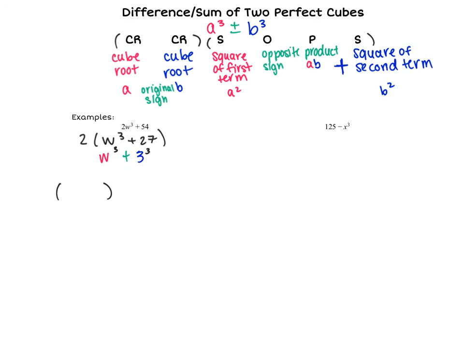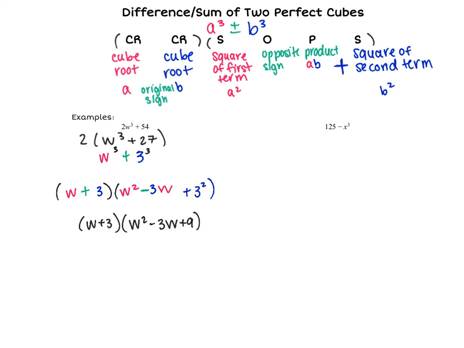So my first parentheses is crummy, so cube root of w to the third, so that's just w. And then cube root of 27, which is just 3. And I'm going to keep my original sign. So that's crummy. Now SOPs just means I'm going to square my first term, so that's w squared. And I'm also going to square my second term, and I know that's going to be positive. And then I'm also going to do the opposite product. So opposite, instead of positive, I'm going to have negative, and product is just 3 times w. And I just need to simplify that 3 squared, and I'm done.